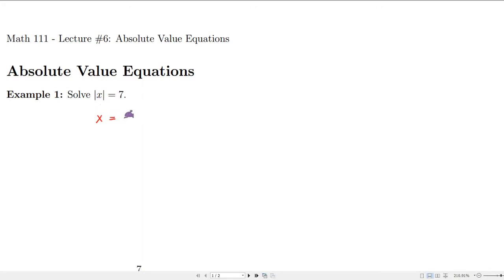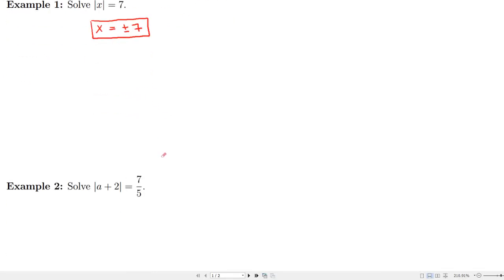Getting rid of this absolute value means that I'm going to introduce a plus or a minus. I'm going to introduce two possible solutions here. So in this case, I could just put a plus or minus here. So x could be plus 7 or minus 7. And that's the answer. X could be either of those, because if x is plus 7, the absolute value is 7. And if x is minus 7, then the absolute value is also 7. I'm just talking about the magnitude there.